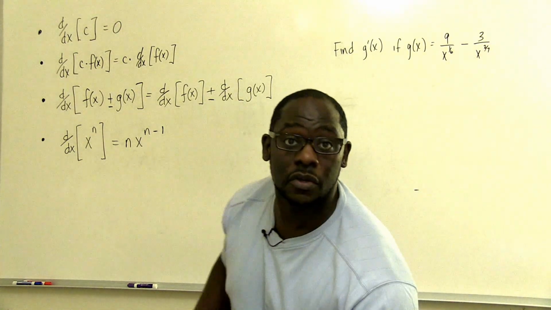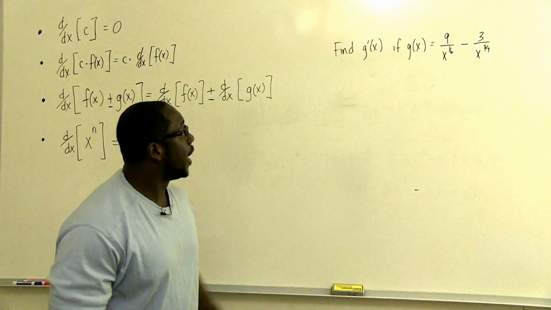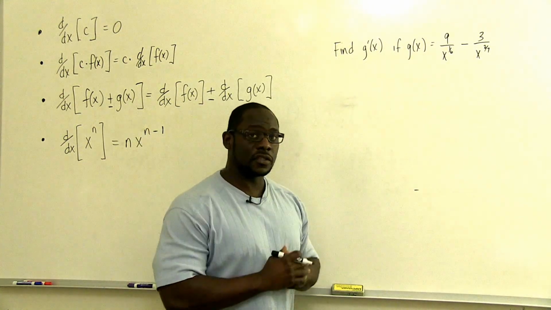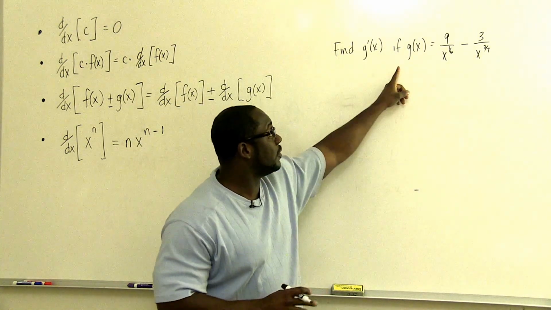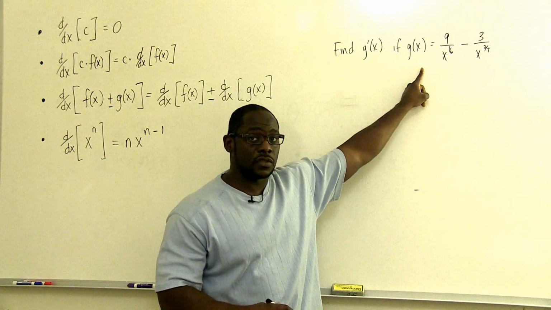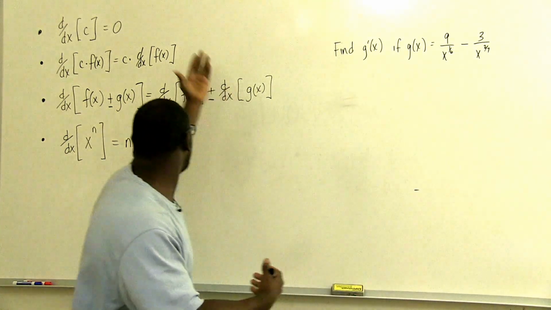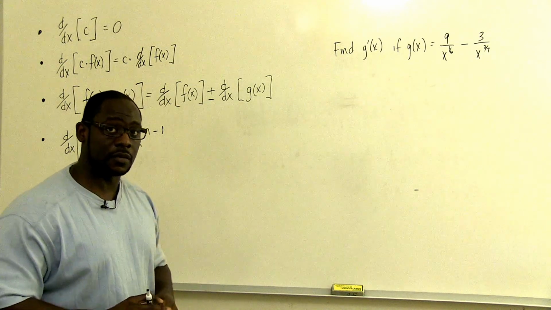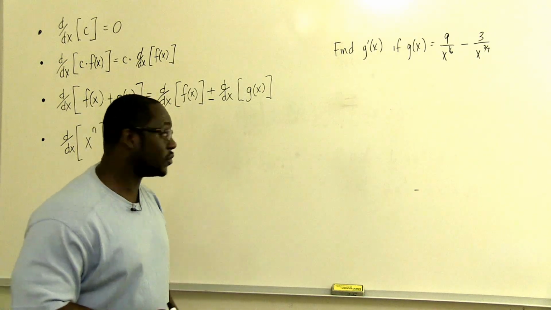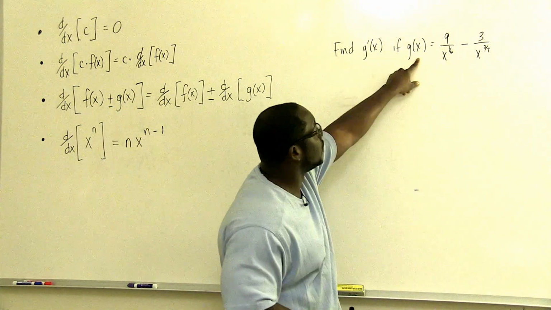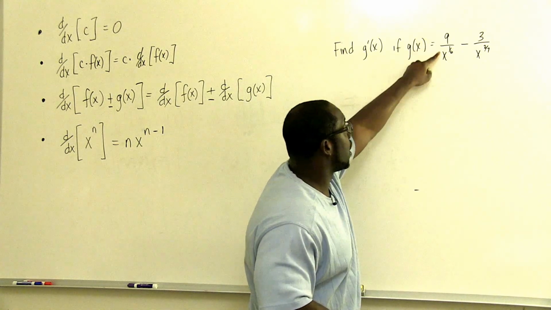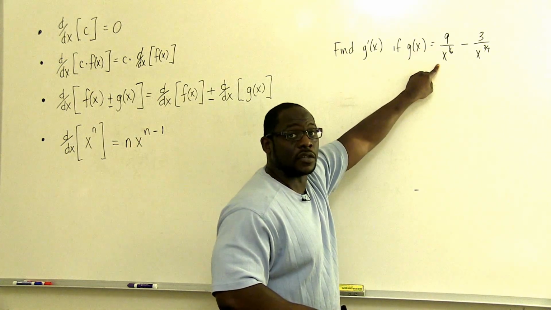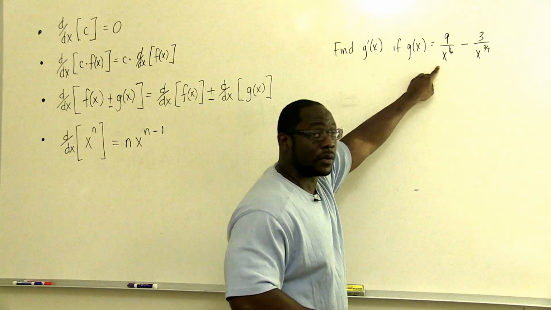All right, so next we're going to do this particular problem. And as you see, we have something here that looks a little different. But if we can rewrite what g of x is, we can get it into a form to where we can use all these particular differentiation rules. So to start off, we see here, g of x is 9 over x raised to the 1/6 power, okay?